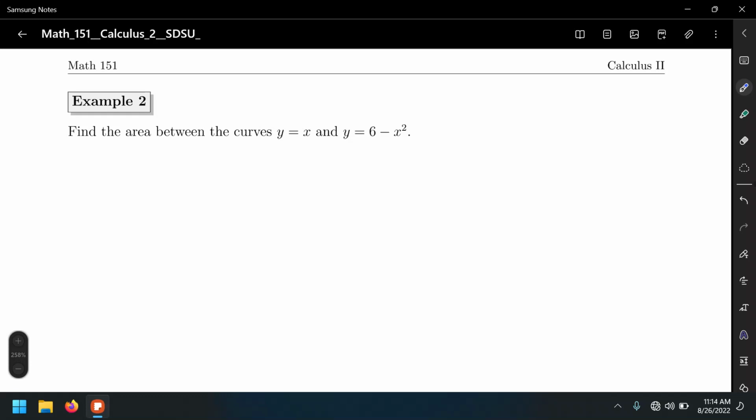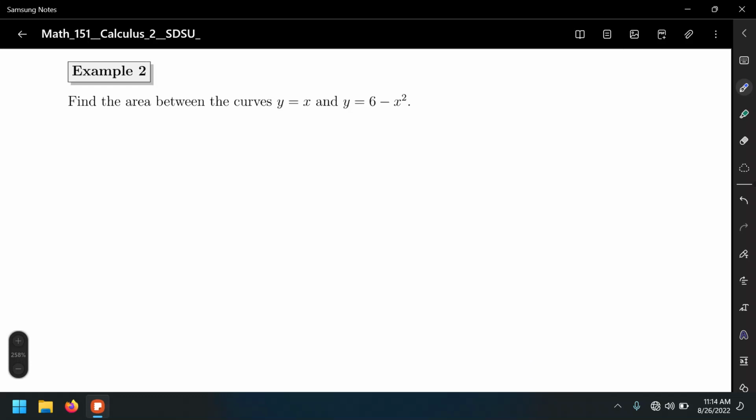But number one, y equals x. Well, we already used that function. That's the diagonal line that passes through the origin. But what about y equals 6 minus x squared? What kind of graph is that? It's a parabola that opens down. How do we know it opens down? The negative leading coefficient. Even though it's not written in order, if we rewrite it in descending order, we would have negative x squared plus 6.